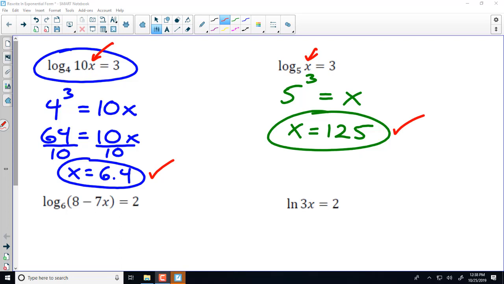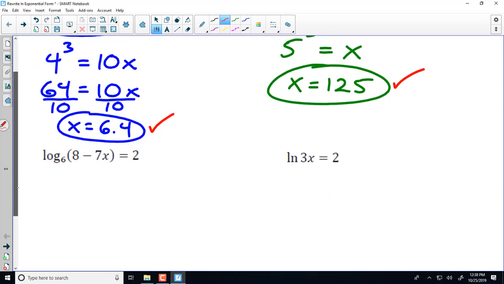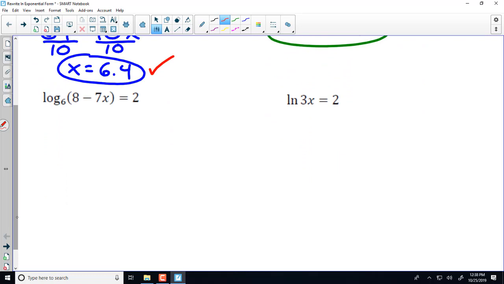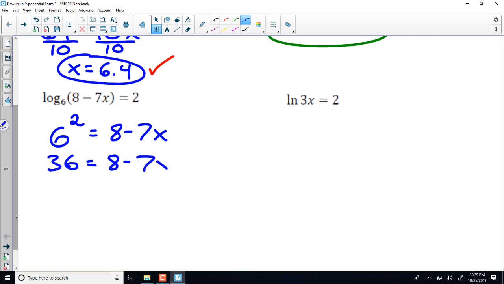All right, next one. Log base 6 of 8 minus 7x equals 2. Rewrite in exponential form. The base is 6. The power, or exponent, will be what the logarithm is equal to, so 6 squared equals 8 minus 7x. 6 squared is 36, so we get 36 equals 8 minus 7x.